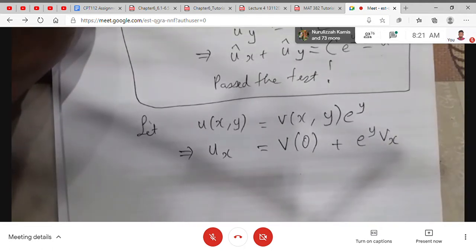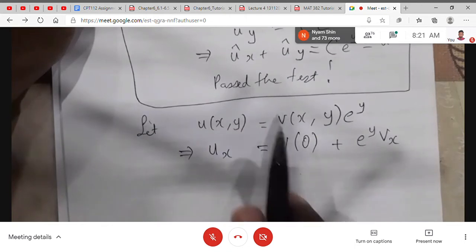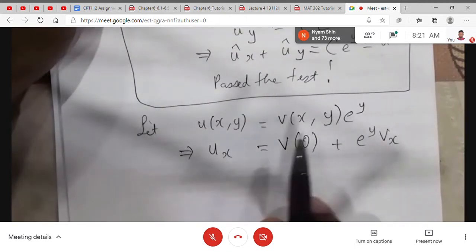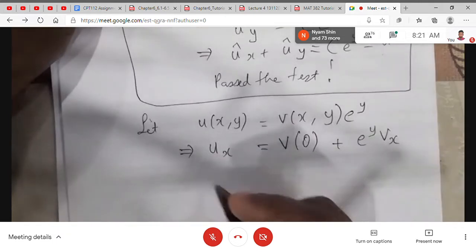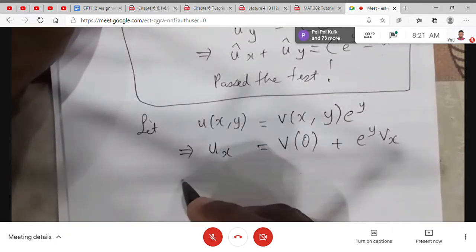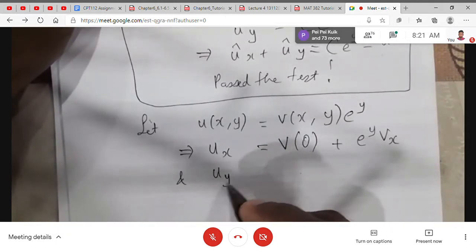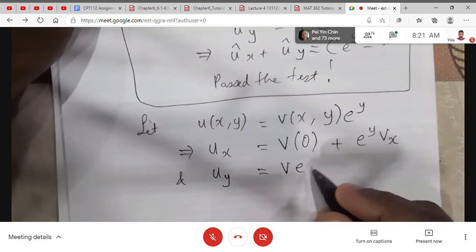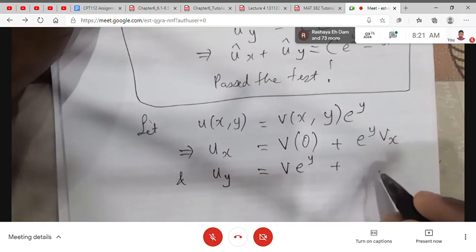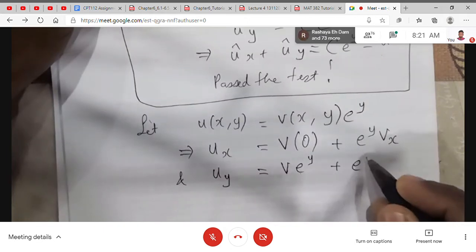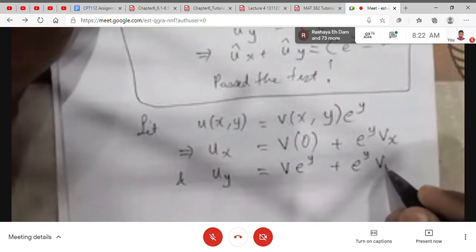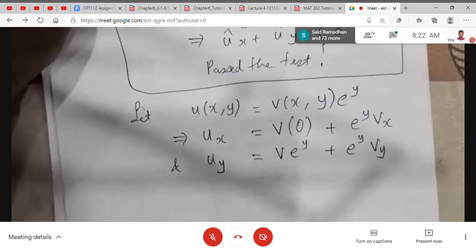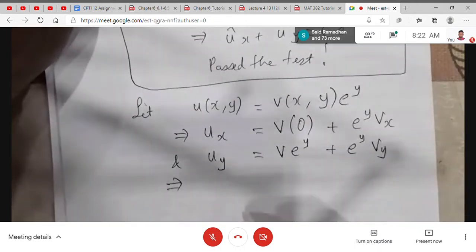Using the product rule, u_x equals v e^y plus... u dv/dx plus v du/dx. And u_y equals v e^y plus e^y v_y.